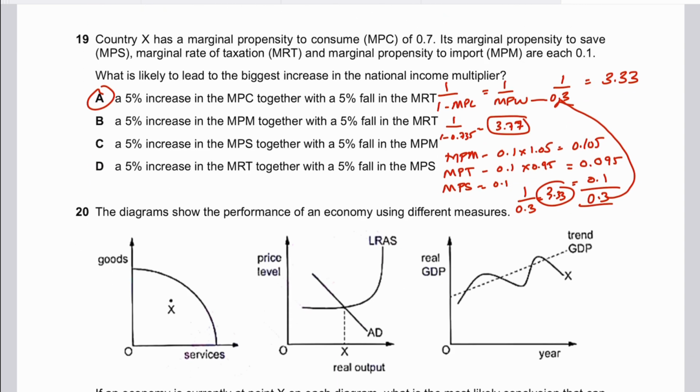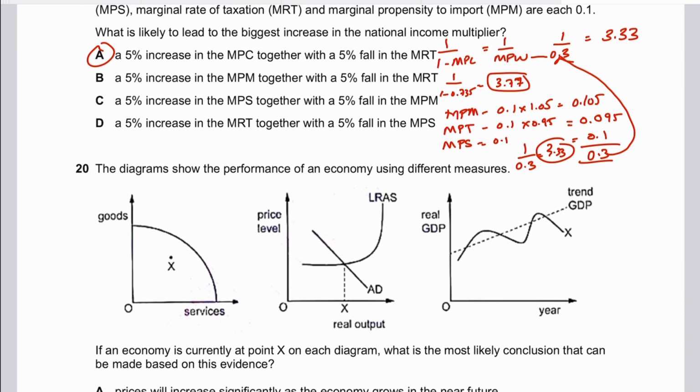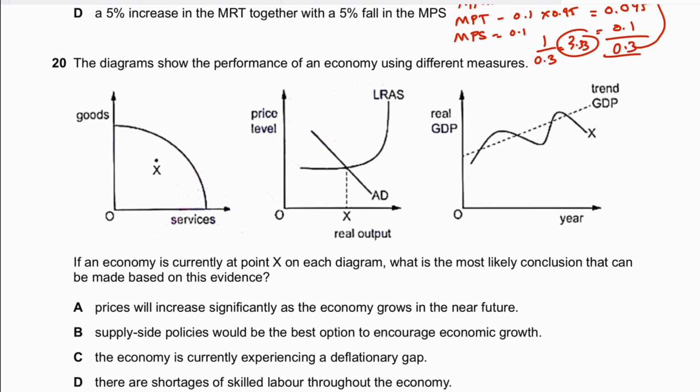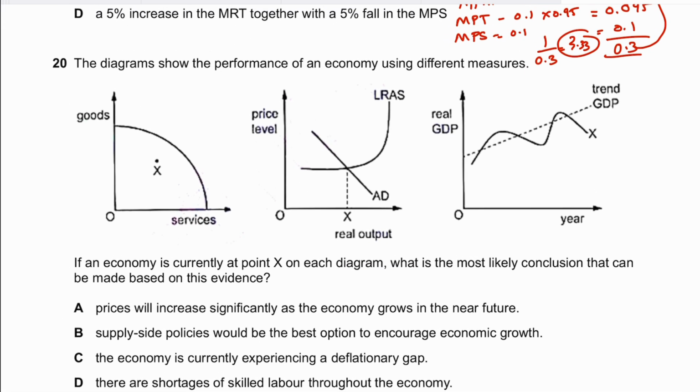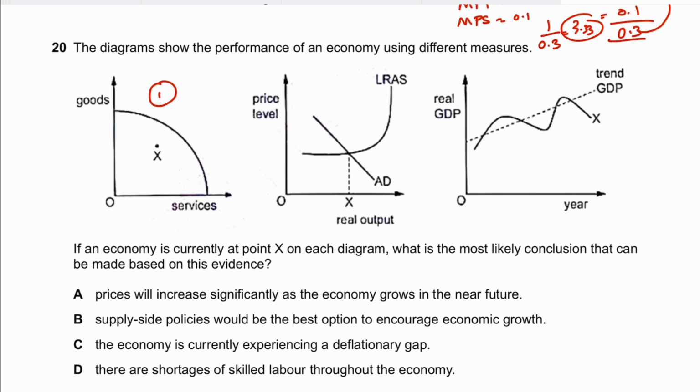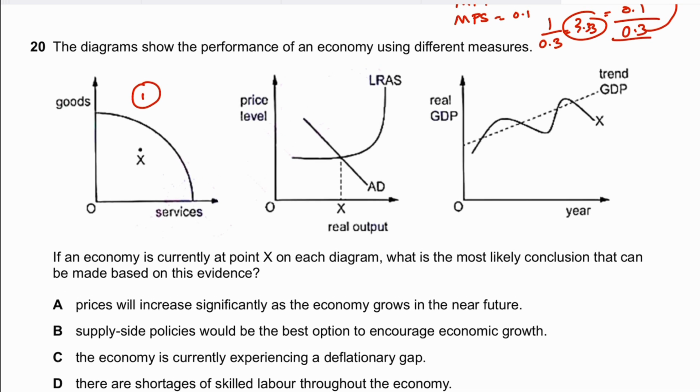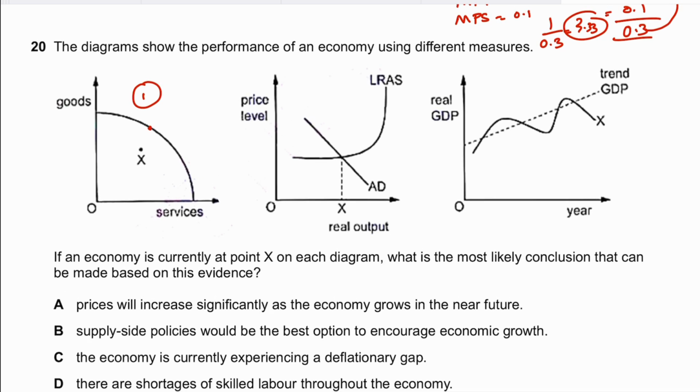The next question, number 20, is an interesting question. It says the diagram shows the performance of an economy using different measures. If the economy is currently at point X on each diagram, what is the most likely conclusion that can be based on this evidence? So looking at all the three diagrams, you need to come up to a conclusion. The first diagram is showing a point that is inside the curve, indicating underutilization of resources and economic inefficiency. This is suggesting that the economy is not at its full potential. It's away from full employment, because on the production possibility curve, on the macro PPC, the economy is operating at full employment. And the same goes for diagram 2 as well.